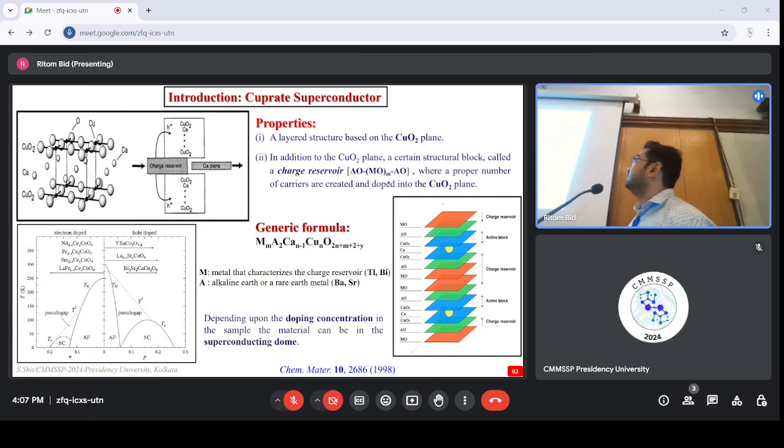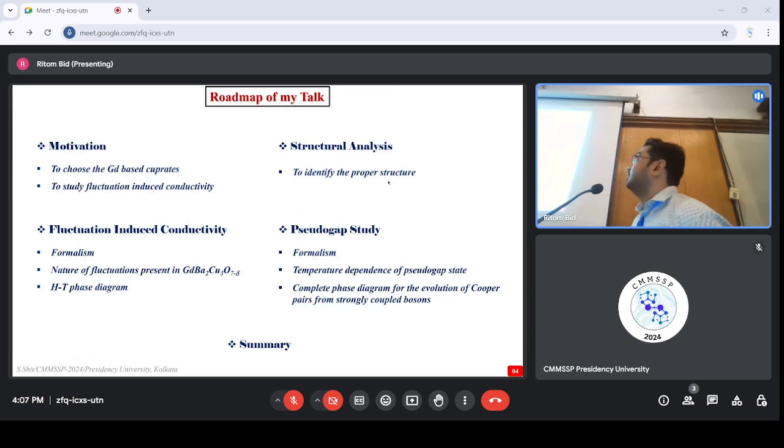The active blocks are based on the copper oxide planes, and this is the generic formula of the cuprate-based superconductor. Depending upon the doping concentration in the samples, they might be in the superconducting dome or in the antiferromagnetic insulator. So now I will move to my talk.